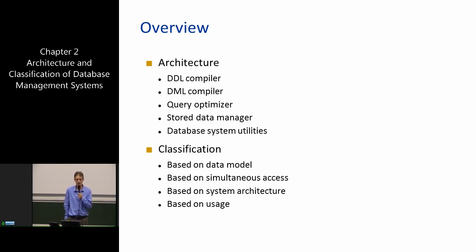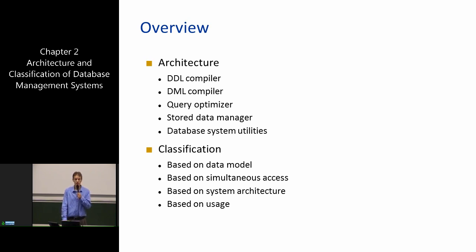Regarding classification, we're going to provide different types of classification. So we're going to classify DBMSs based upon the data model. We already briefly referred to that in the previous chapter. We're also going to classify DBMSs based upon simultaneous access, system architecture, and based upon usage. And in terms of usage, we're going to talk about using databases for transactional usage. We're going to talk about using databases for usage in terms of strategic and tactical decision making.